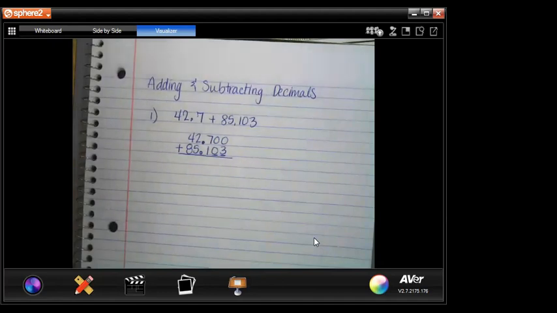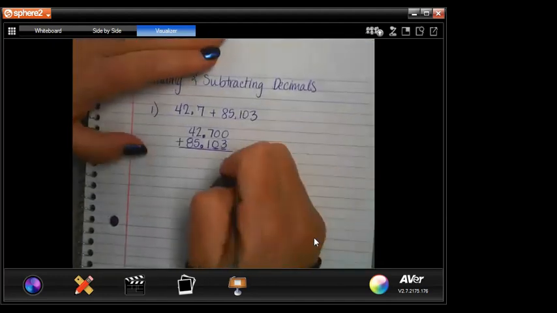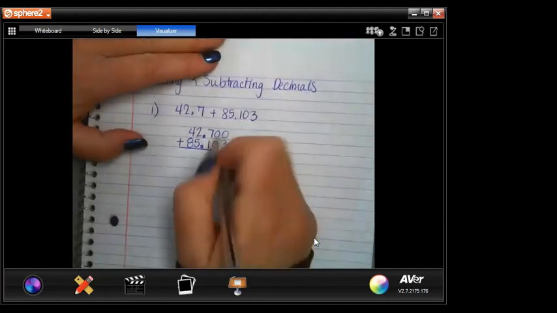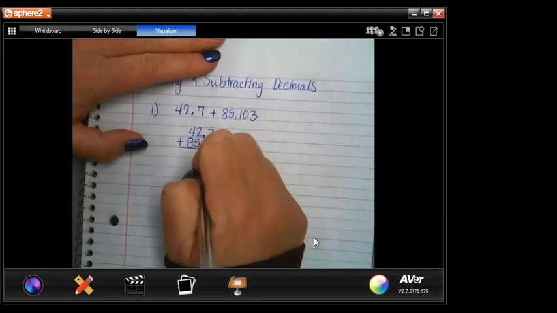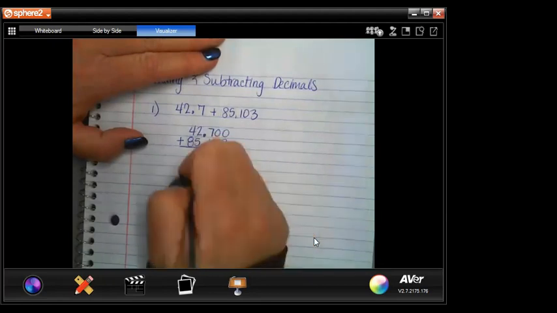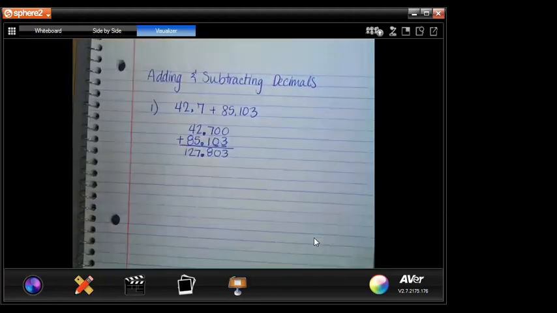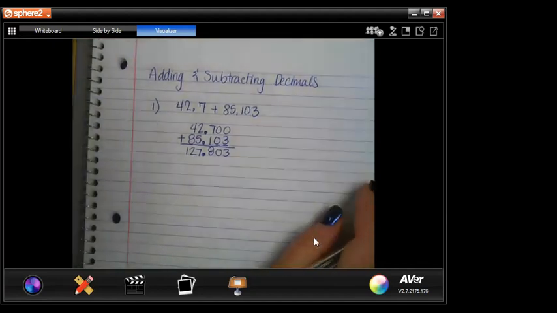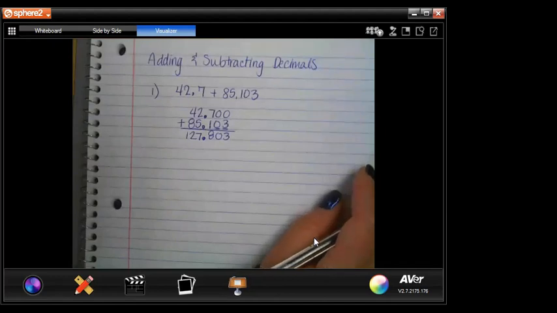Now I'm just going to go through and add them like I'm adding 2 whole numbers. 0 plus 3 is 3. 0 plus 0 is 0. 7 plus 1 is 8. Bring the decimal point down. 2 plus 5 is 7. 4 plus 8 is 12. So our answer is 127.803, or 803 thousandths. Now, I really want you guys to do this without a calculator. I need to make sure that you can do this on your own.